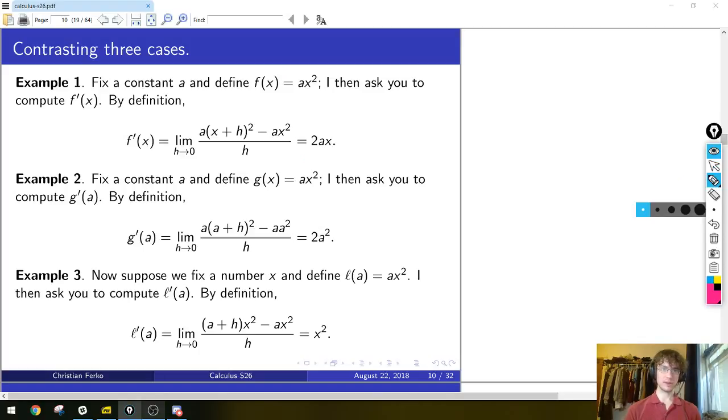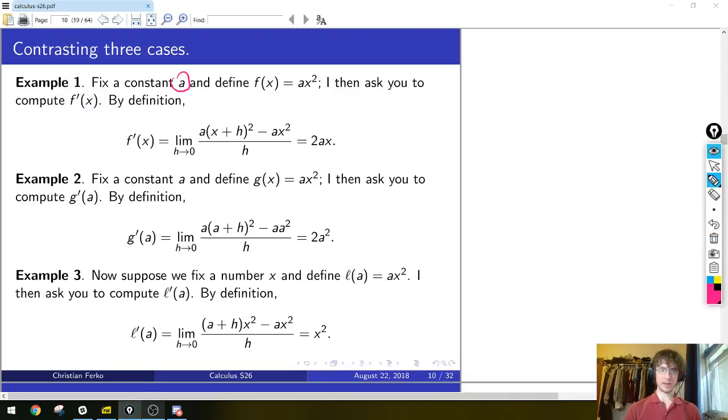Why is that? In the first case, I hand you a number a, and then compute f prime of x. What do I mean by f prime of x? I mean compute f prime at some other point b, and then replace that b by the same dummy x, which we are using in the function definition. This is skipping the step I just mentioned.